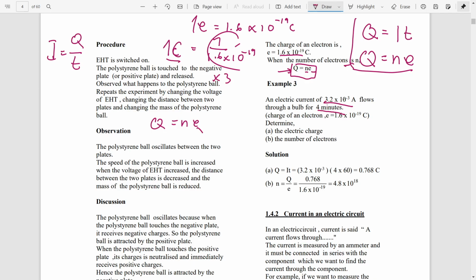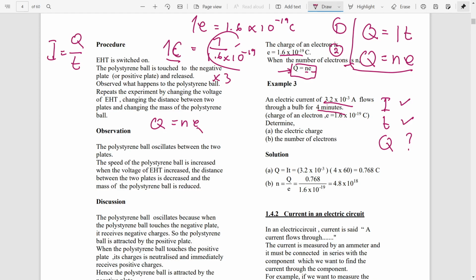So for the electric charge, current is given, time is given, and then the question asks for charge Q. Which formula do you want to use, the first one or the second one? The first one. Okay, Aisyah. Why the first one? Why not the second one? Because it is complete. All of the information is given.